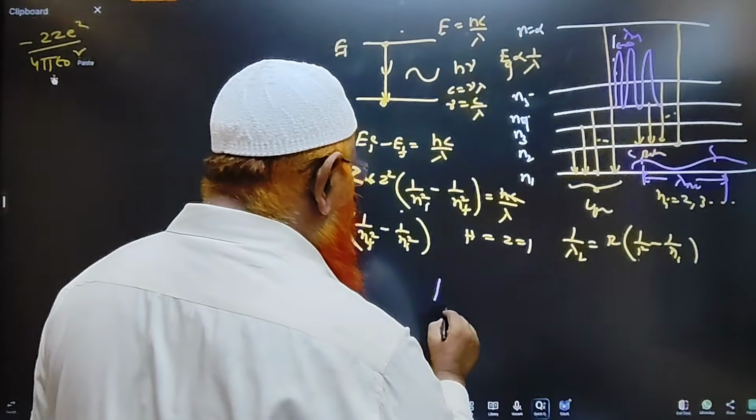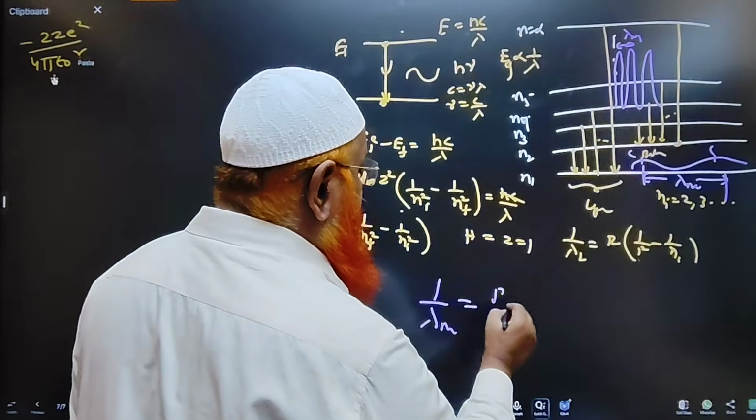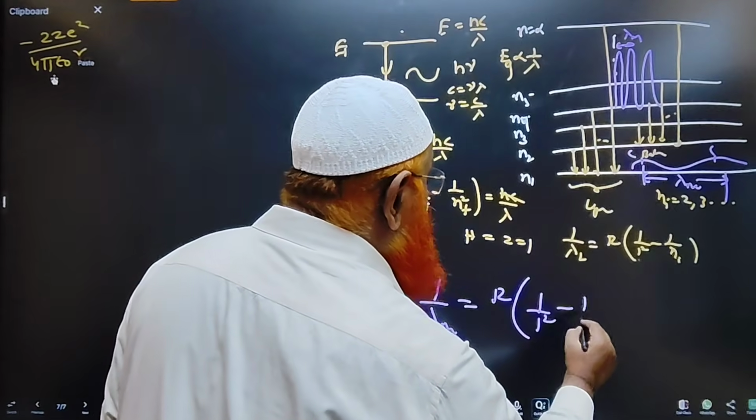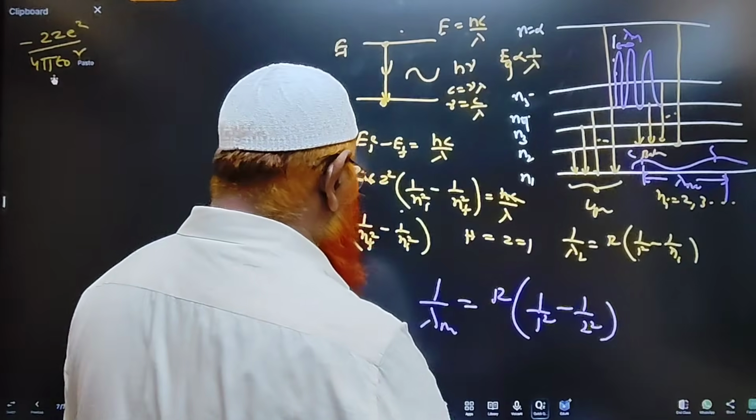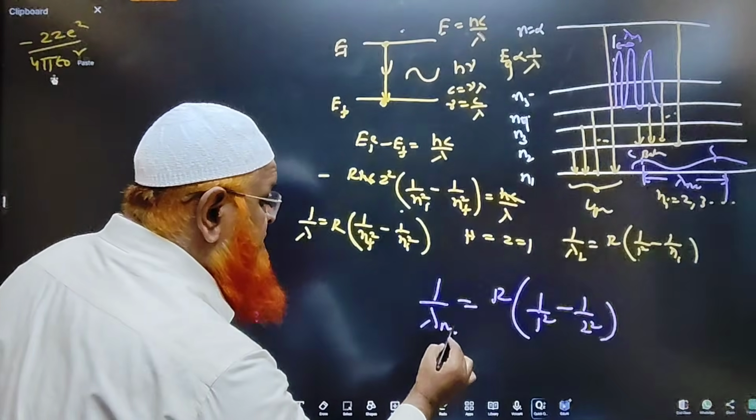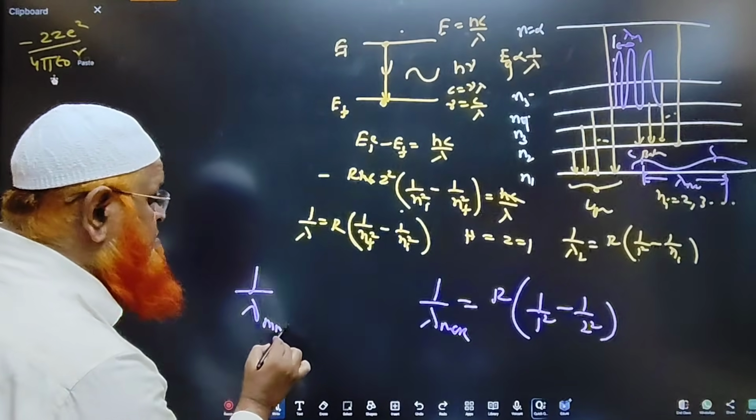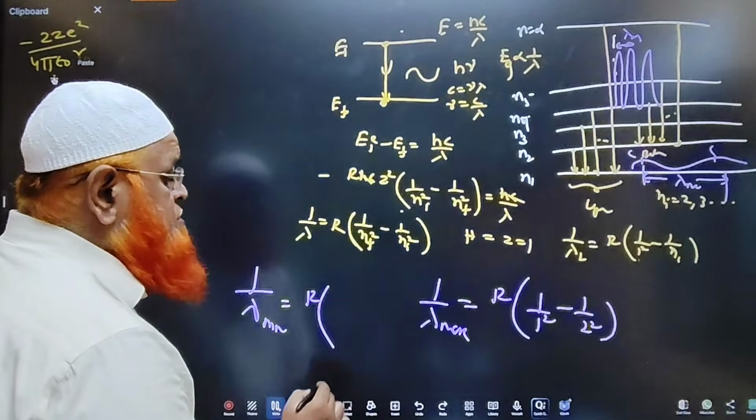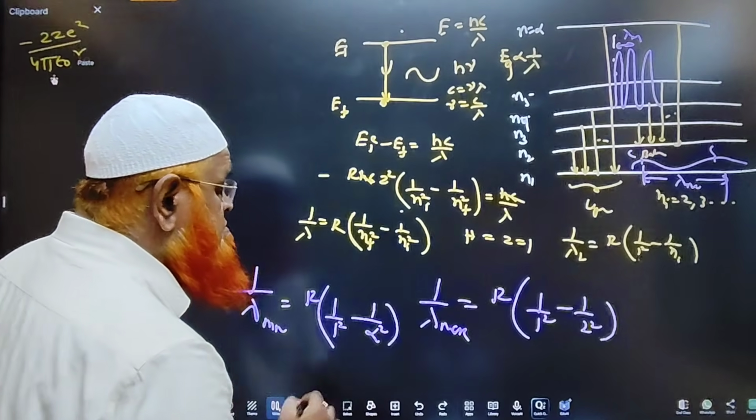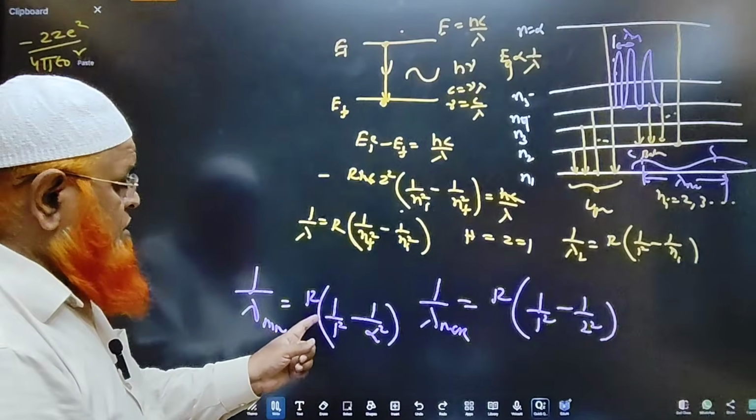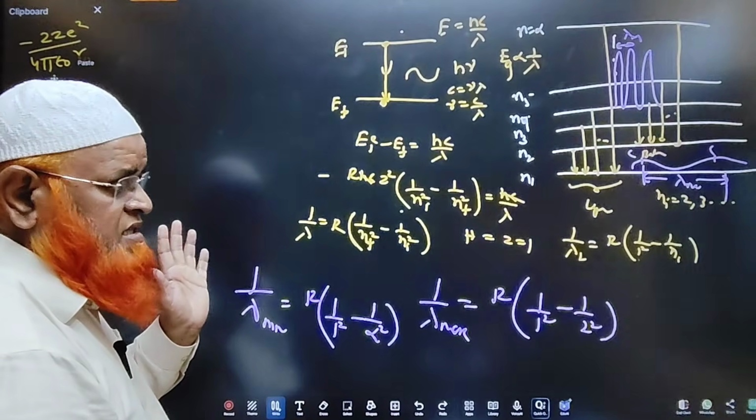So 1 by lambda maximum means you write R into 1 by 1 square minus 1 by 2 square. This is called the maximum wavelength, which is the first transition. Then what is the minimum? Minimum is R into 1 by 1 square minus 1 by infinity whole square, which is 0. So what is left here? Just R by 1.